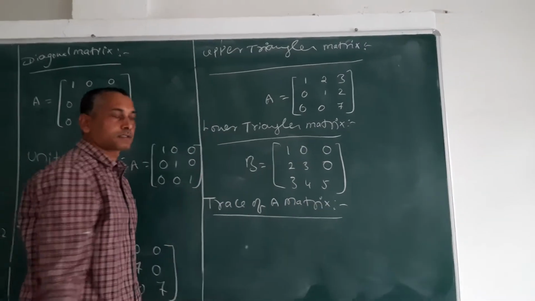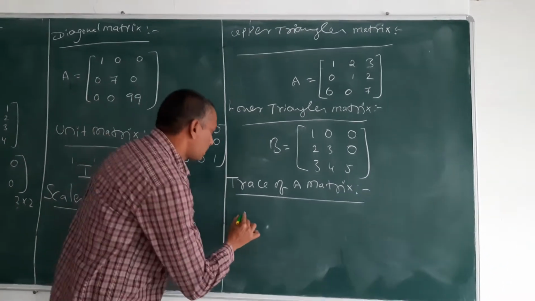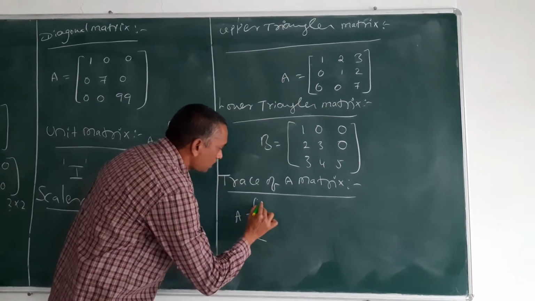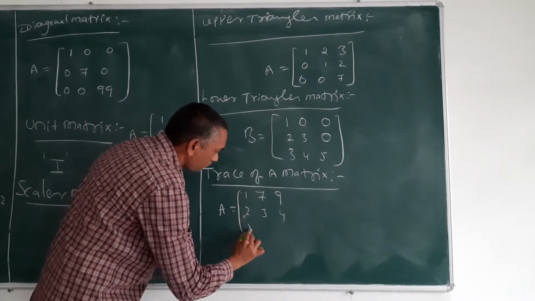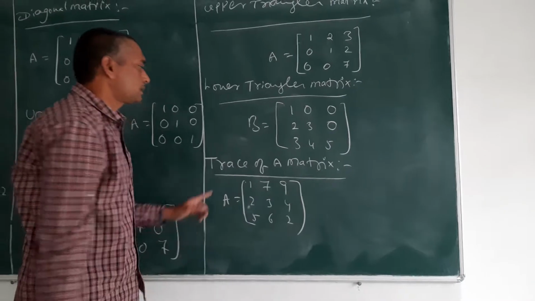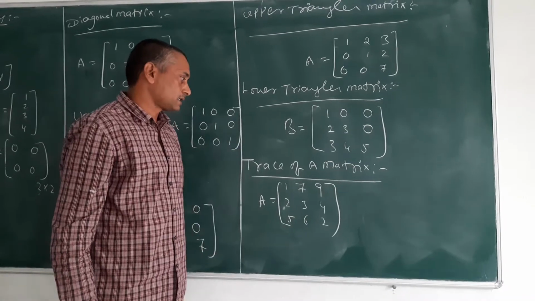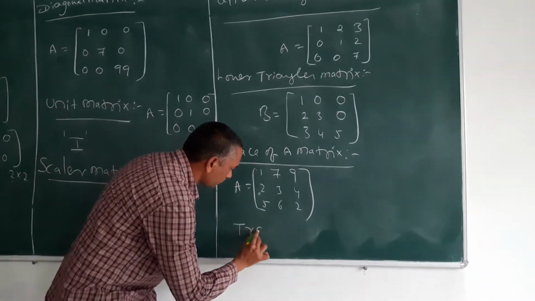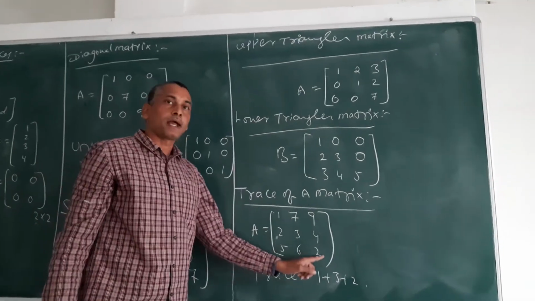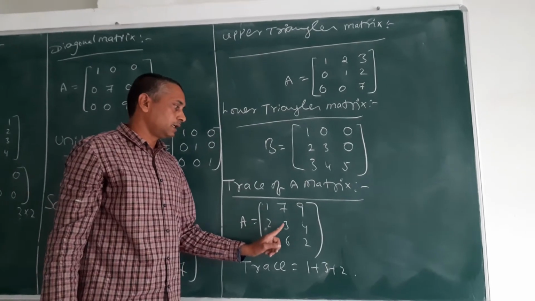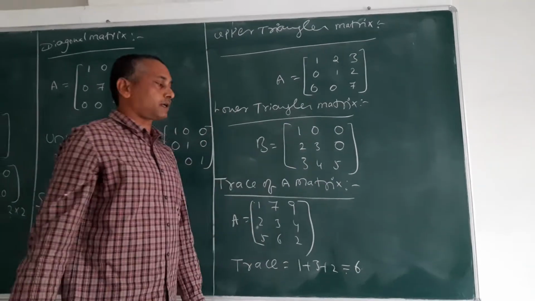What is trace of a matrix? Sum of the diagonal elements of a square matrix is trace. Take the matrix with rows 1, 7, 9; 2, 3, 4; 5, 6. What is trace here? Trace means sum of the diagonal elements, that is 1 plus 3 plus 2, which equals 6. This is the trace of the given square matrix.